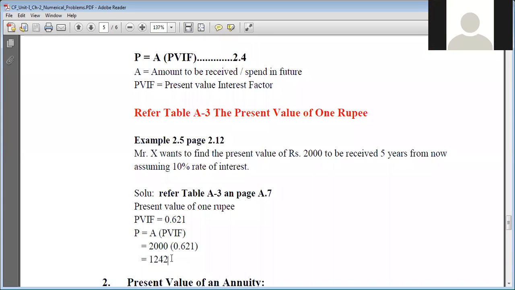Any queries? See, I'll give a very simple example. Say somebody tells Mr. X, you give me a loan of 1500 rupees now, and I will return 2000 rupees after 5 years. This is a small question for you: what should Mr. X do? Should he accept the offer or not?